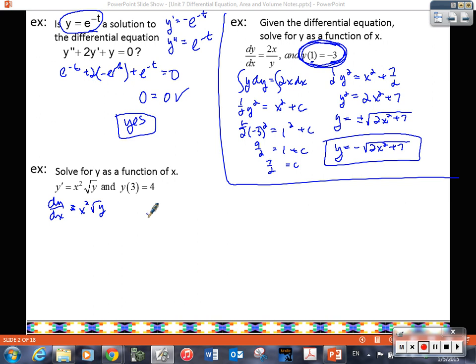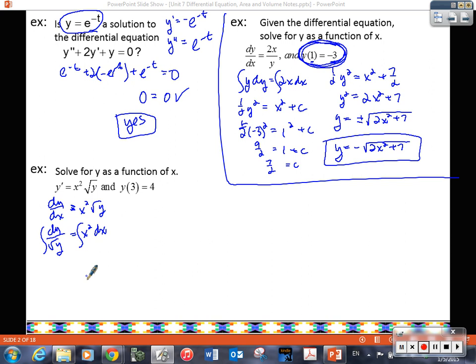Now, keeping in mind, the differentials have to stay in the numerator, not allowed to be in the denominator. I'm going to move the dx over, which means I'm going to have to move the square root of y. So dy over square root of y equals x squared dx. Alright, so that's step one. We separated the differential equation. Step two, we integrate both sides.